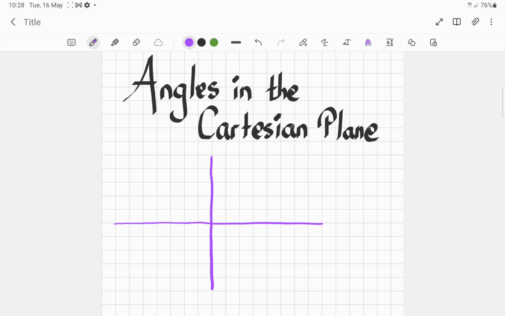We're going to discuss trigonometry, and we're going to take it up onto the Cartesian plane where we have the x values and y values, and how we can use trigonometry inside the Cartesian plane.